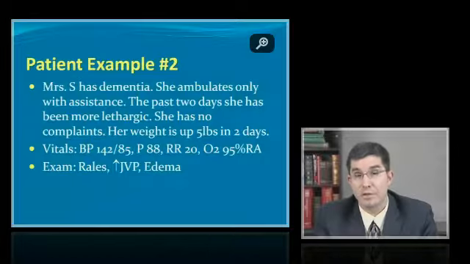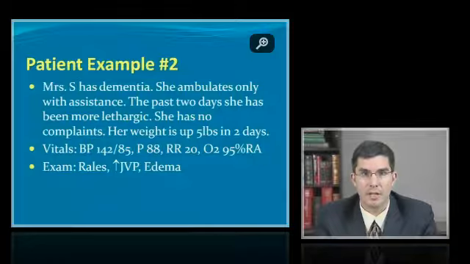Patient example number 2 is Mrs. S, who has dementia. She ambulates only with assistance. The past 2 days she's been more lethargic, she has no complaints, and her weight is up 5 pounds in 2 days. When you examine her, her blood pressure is 142/85, her pulse is 88, her respiratory rate is 20, and her oxygen level is 95% on room air.